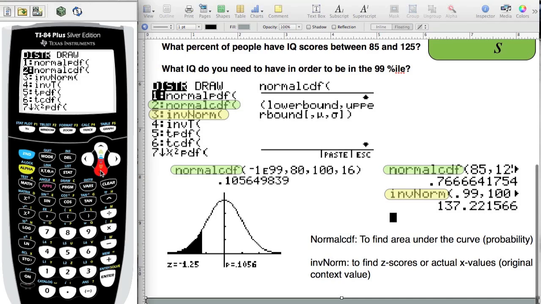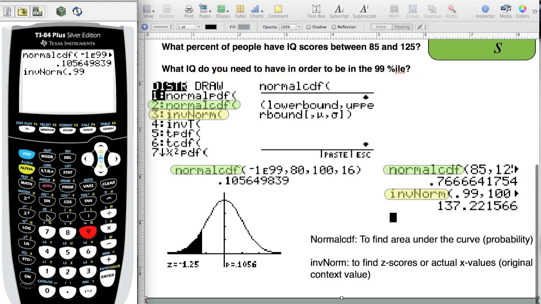So I'm going to go down to 3. I'll hit enter. And now this one's a bit different. What you type in is the percentile. Now notice I gave you the percentile here. Inverse norm finds the values, but you must use an area or percentage. You've got to convert it to the decimal from the left cumulative up to whatever number you're looking at. In this case, we want to know the 99th percentile. The very first thing you type in is the cumulative area from left to right. It does not work any other way.